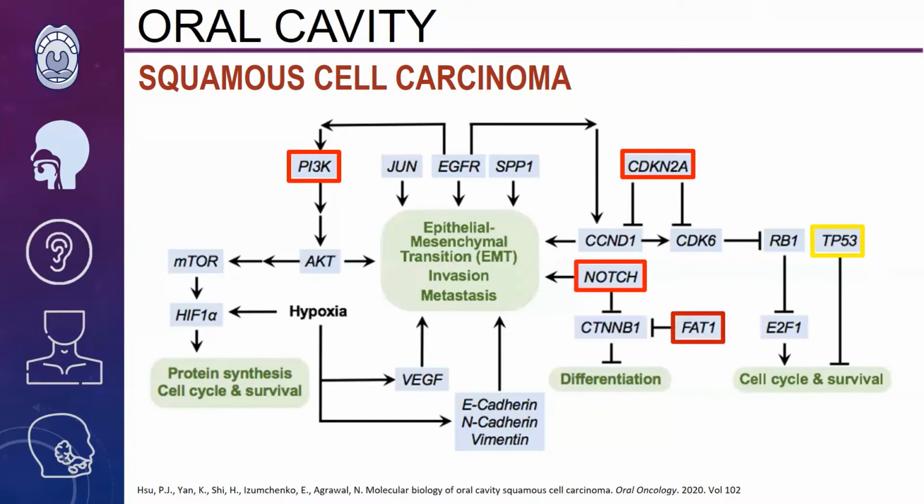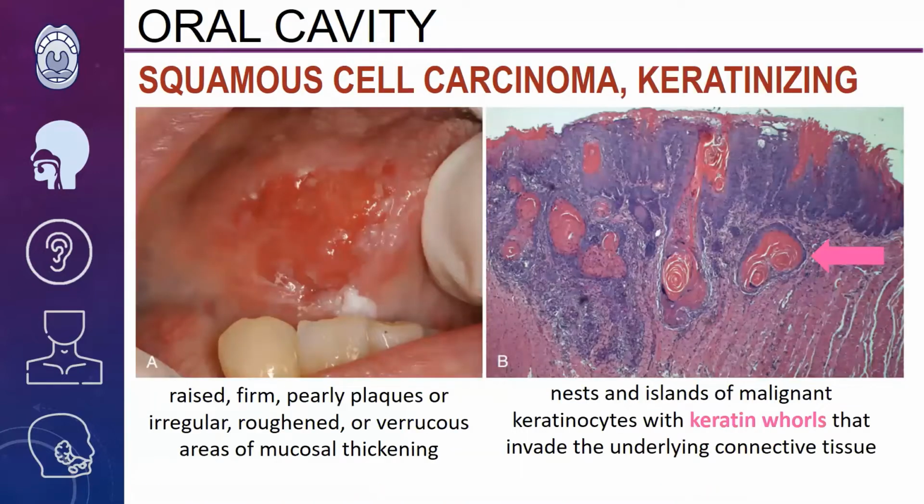Second, a number of novel and potentially targetable genetic alterations were identified, particularly NOTCH1 and its associated pathways, and the tumor suppressor FAT1, which is also a member of the cadherin family. For the morphology, early-stage keratinizing SCCs appear as raised, firm, pearly white plaques, or irregular roughened or verrucous areas of mucosal thickening. Either pattern may be superimposed on the background of apparent leukoplakia or erythroplakia. As these lesions enlarge, they typically create ulcerated and protruding masses with irregular and indurated or rolled borders.